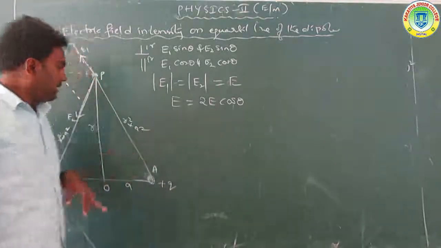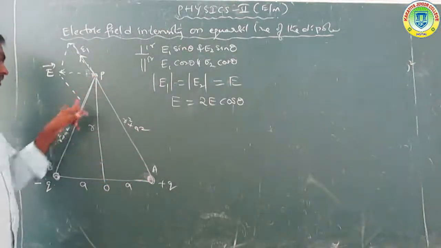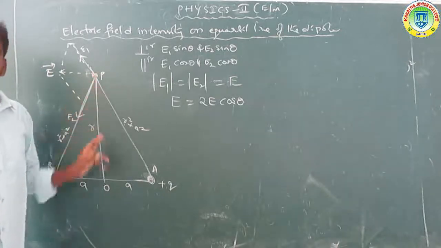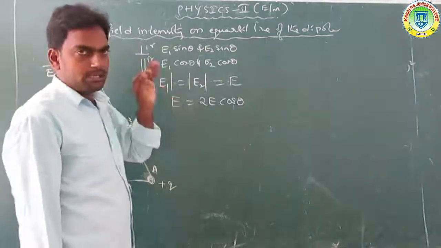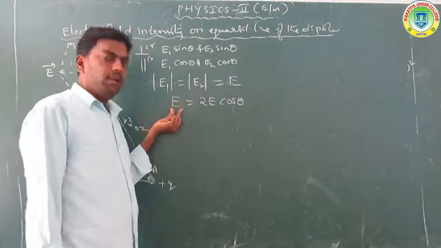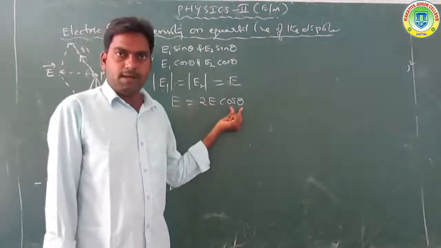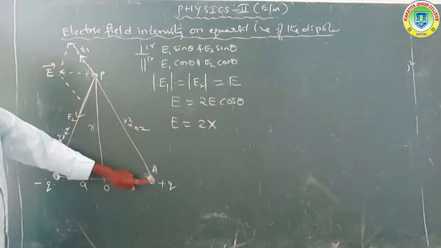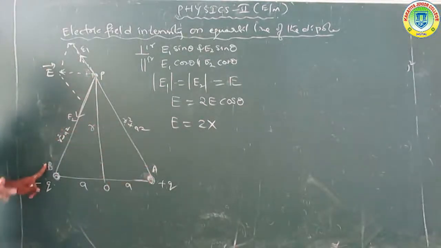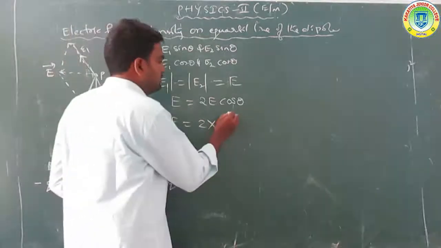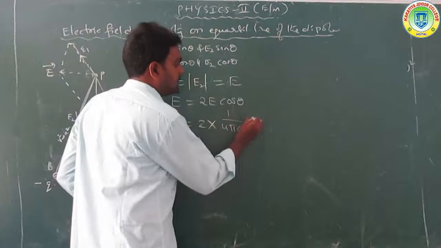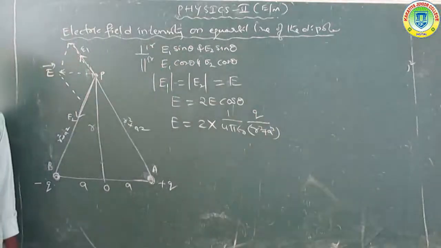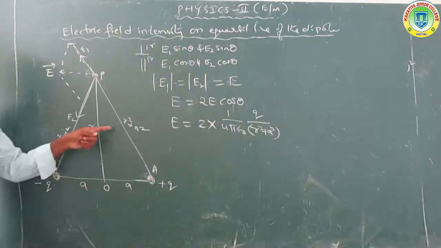Here the distance from the point is the square root of r square plus a square, and for the other charge it is the same, r square plus a square. So the electric field intensity is similar, E1 equals E2 equals E, and the total electric field intensity is 2E cos theta. The field due to the plus Q charge, or the minus Q charge, either one, is 1 by 4 pi epsilon into Q by r square plus a square.